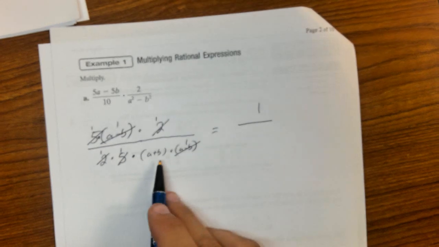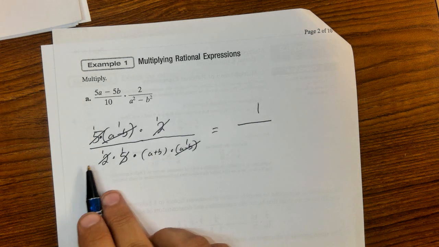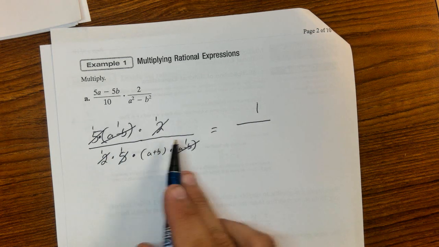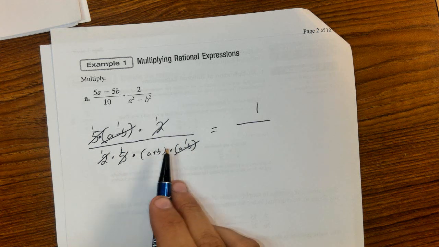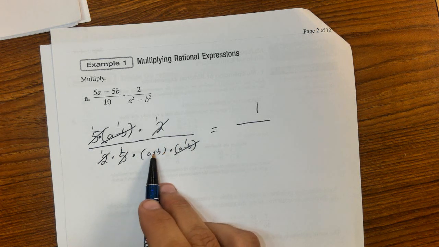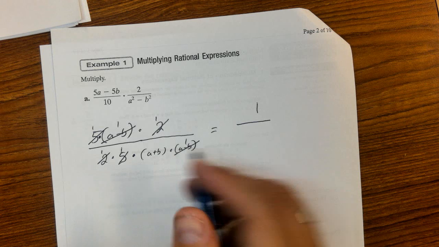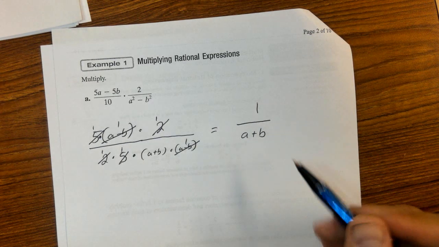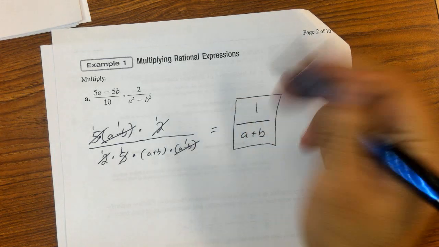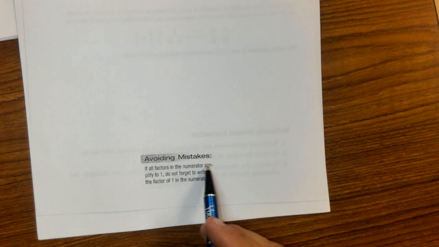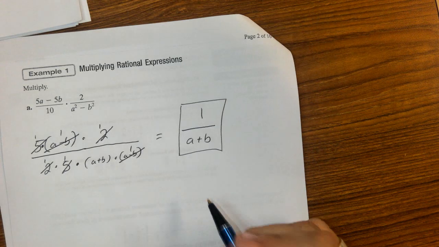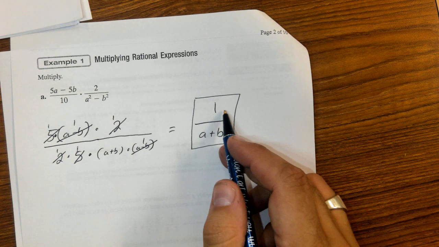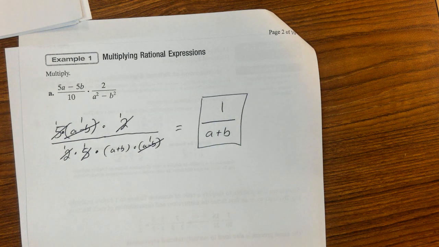1 times 1 times 1 gives me 1 in my numerator. In the denominator, I only have one factor that didn't simplify. 1 times 1 times 1, obviously 1, times (a plus b). Since it's the only factor that remained after simplifying, the parentheses are not required. So a plus b. If you put them in there, it's not wrong. So 1 divided by a plus b. And one of the tips at the bottom says if all factors in the numerator simplify to 1, do not forget to write the factor of 1 in the numerator, which is exactly what we need to make sure we do every time we have a problem like that. And that's how you do example 1a.